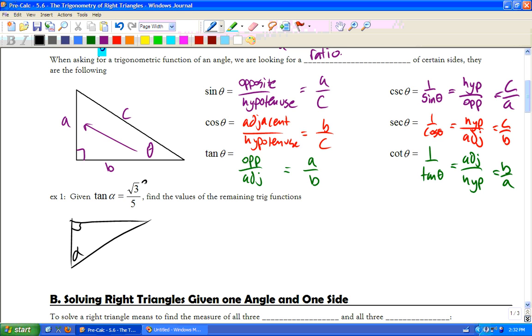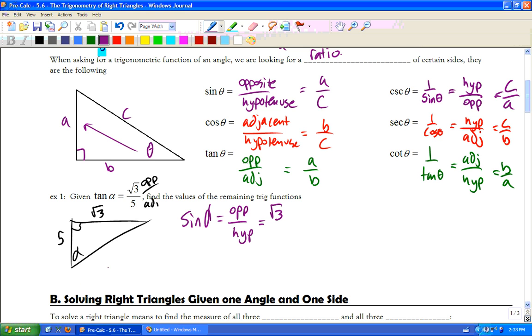Now, tangent is the opposite over the adjacent, which means the side opposite of alpha is going to be the square root of 3. The side adjacent to alpha is going to be 5. So, we've labeled some of our information, but when we go to find the sine of alpha, we remember that that's opposite over hypotenuse. And we're kind of stuck because we're saying, wait a minute, I know the opposite. Opposite is the square root of 3. How can we find the hypotenuse?